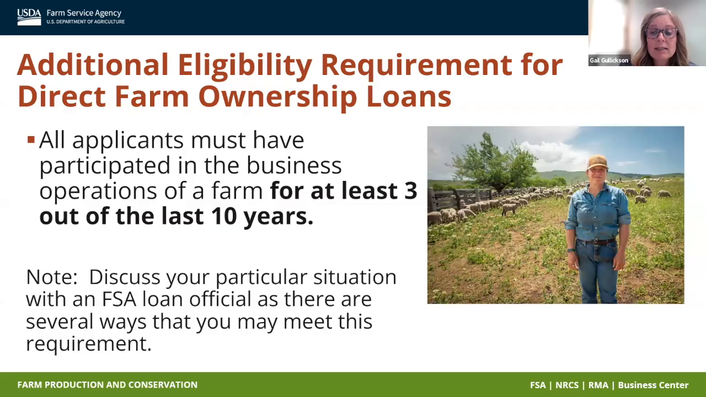And so you're going to want to discuss your situation with an FSA official, as there are several ways to meet this requirement. But the reason I like to bring it up when I'm talking to folks about our farm ownership loans is, remember I said our youth loans into our microloan program, right? Our microloan for beginning farmers at 50,000 or less is a really good place to get started, and even into our operating loans.